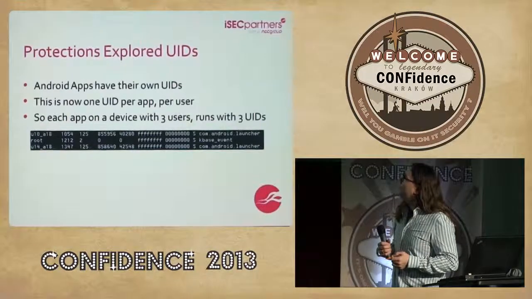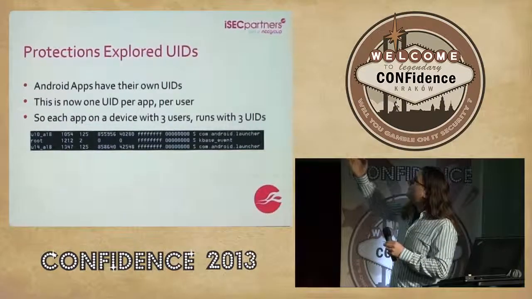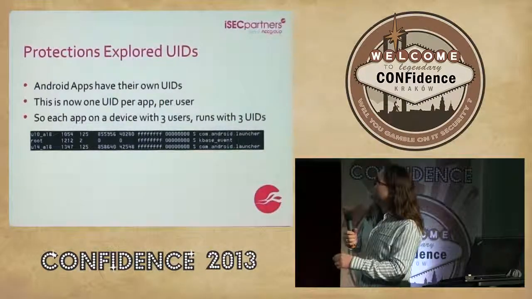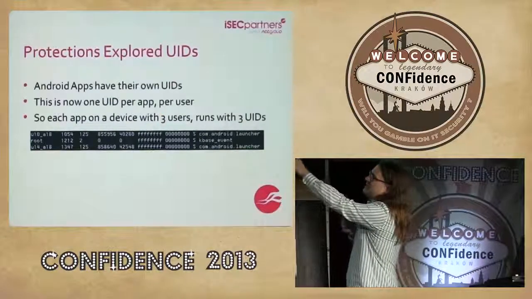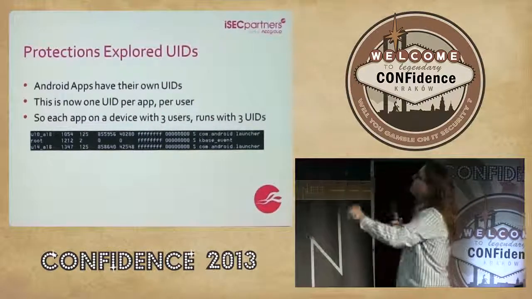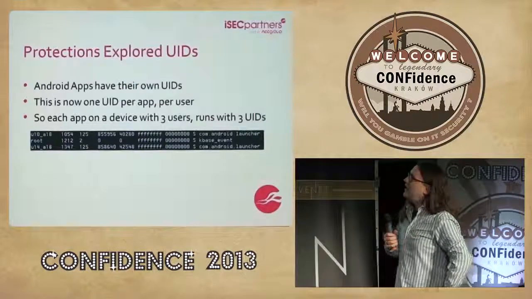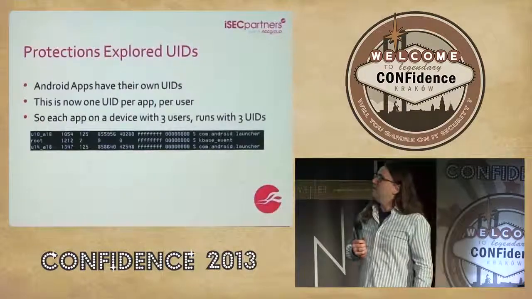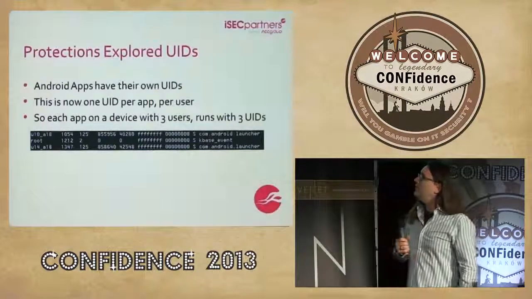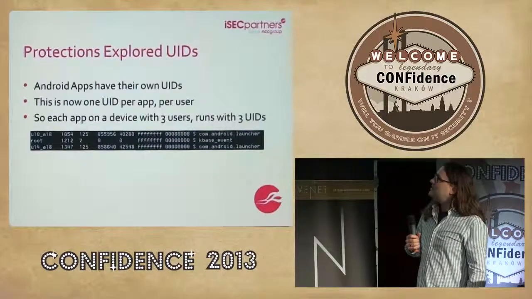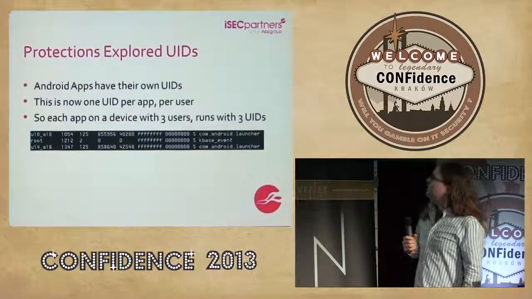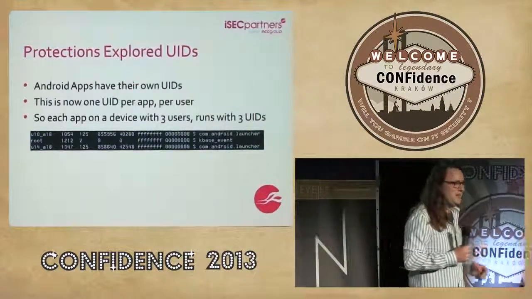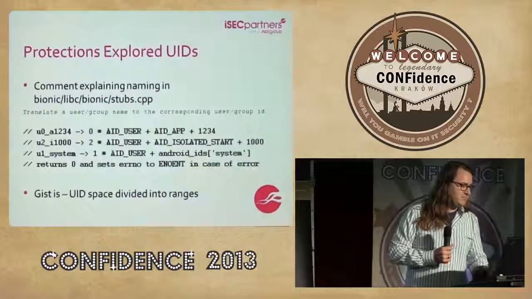So with 3 users, you could have 3 copies of the launcher, and I don't have 3 copies of the launcher there, but the first column here is the user, and you can see that this COM Android launcher, one of them is running as U10, A18, so that's user 10, application 18, and one's running as U14, A18, so that's the same COM Android launcher running as a different user, right? 2 different UIDs. So they've partitioned this space.